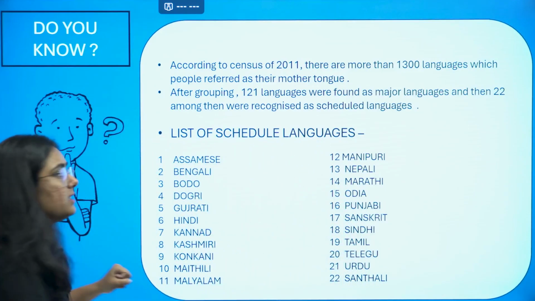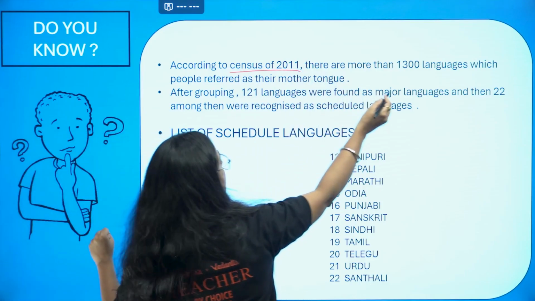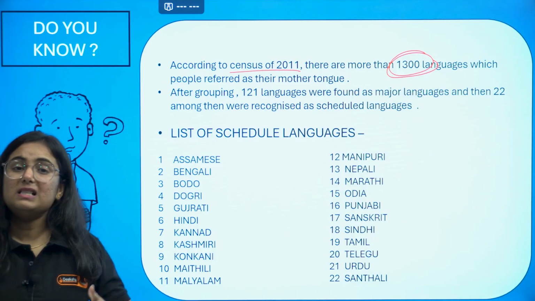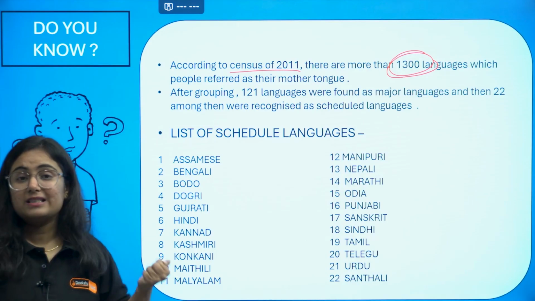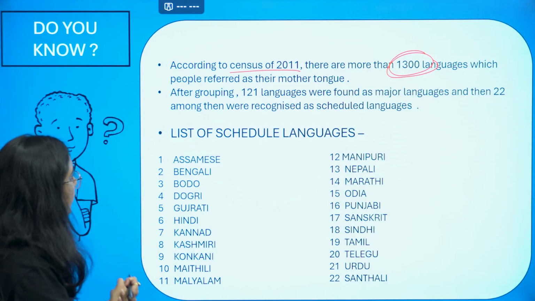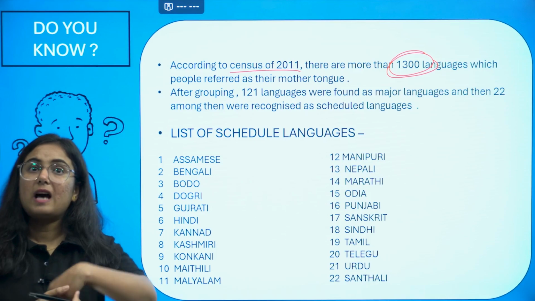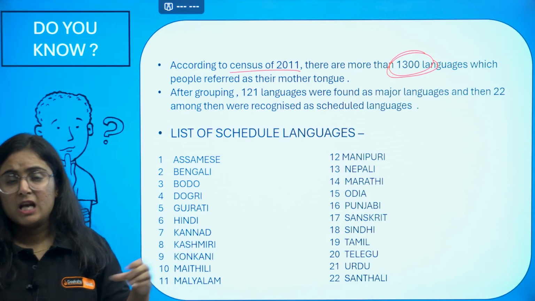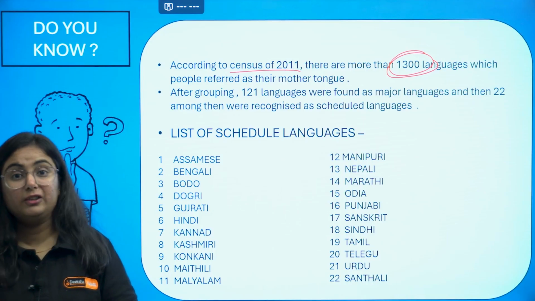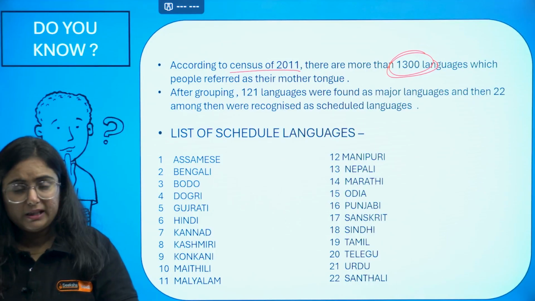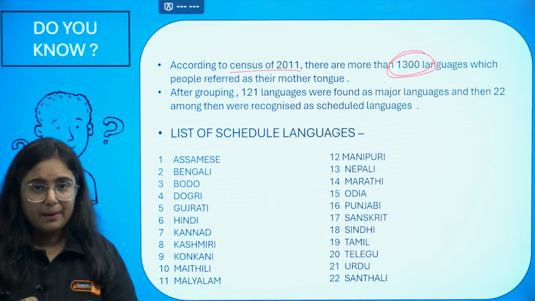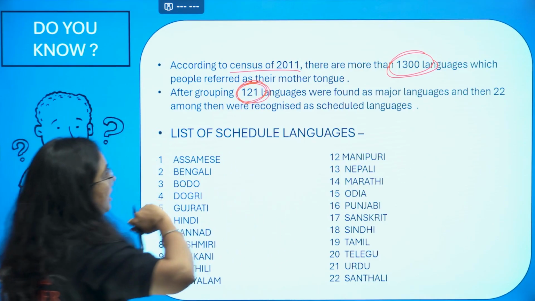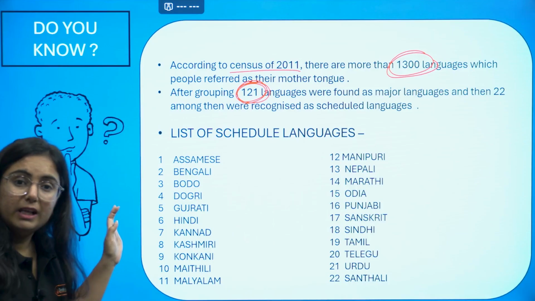Do you know that in the census of 2011, there were more than 1,300 languages that people speak as their mother language? They considered it as their mother language, right? But what we have seen, there was a dialect of some other language. For example, if we talk about Bihari language, it is a dialect of Hindi itself, Avadhi, okay? Again, a dialect of Hindi. So after merging them, what we got was 121 major languages.